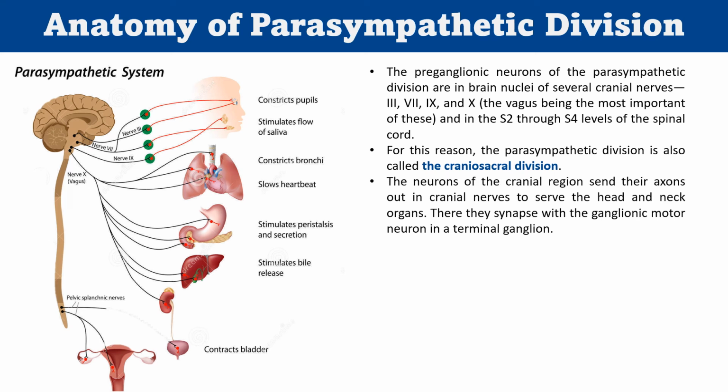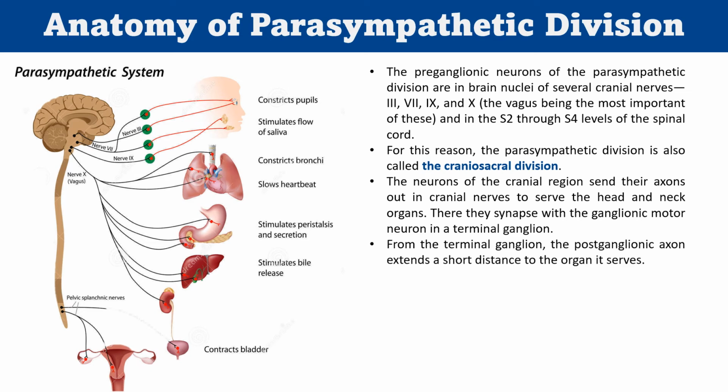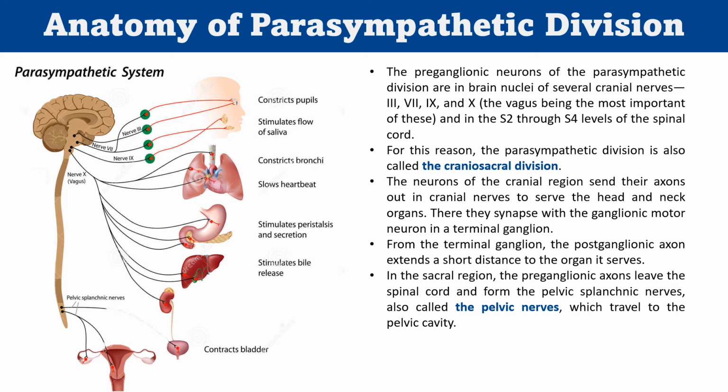The neurons of the cranial region send their axons out in the cranial nerves to serve the head and neck organs. There they synapse with ganglionic motor neurons in the terminal ganglion. From the terminal ganglion, the postganglionic axons extend a short distance to the organ they serve.